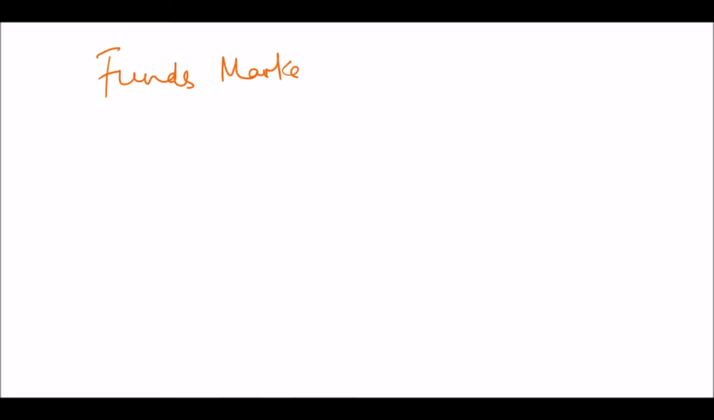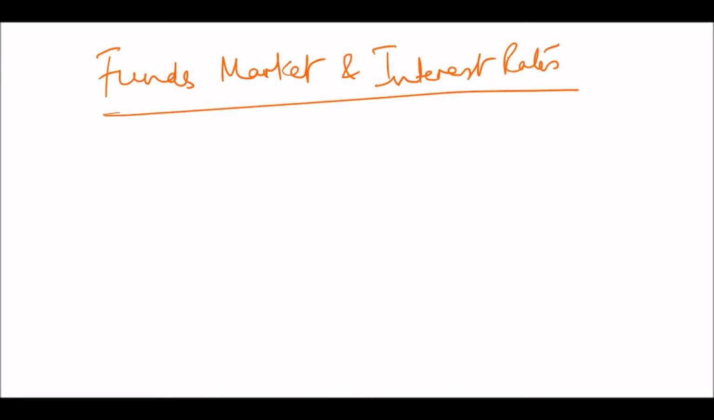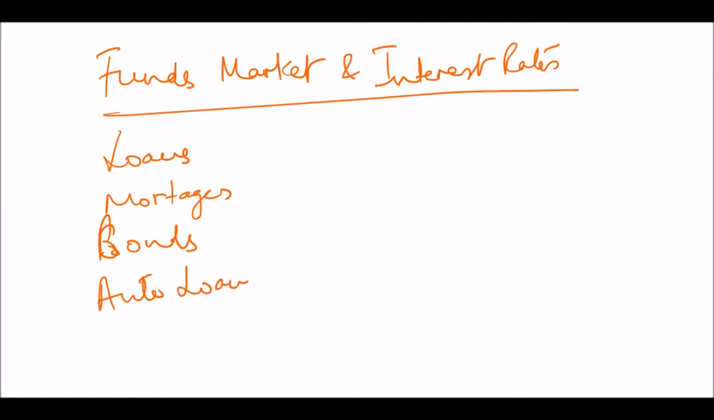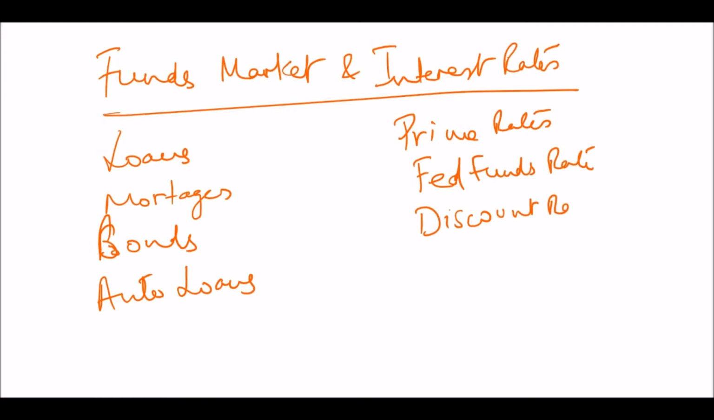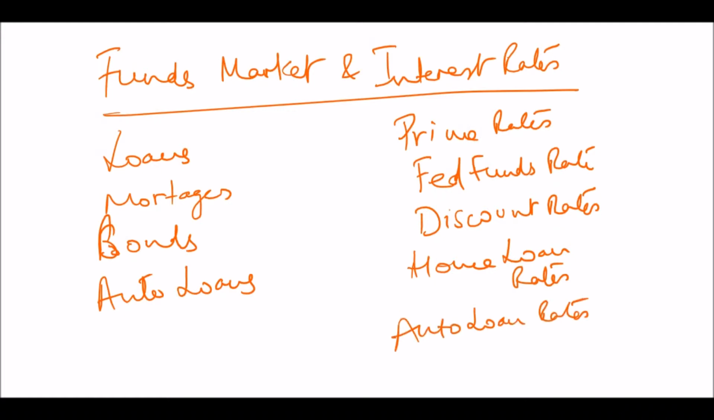Now, in order to understand the relationship between the funds market or the loans market and interest rates, we need to understand the demand and supply curves in the interest rate markets. In reality, there are multiple markets for interest rates, such as the loans market, the bonds market, mortgage markets, auto loans market, and so on. If we were to take each market separately to determine the effect of interest rates on demand and supply of funds flow into that market, it would be a very time-consuming and unnecessarily detailed exercise for our purpose.